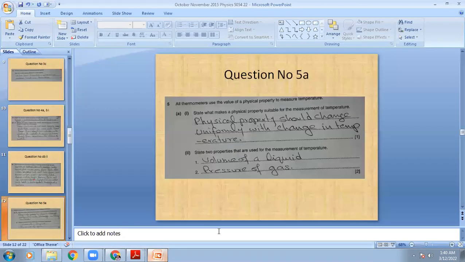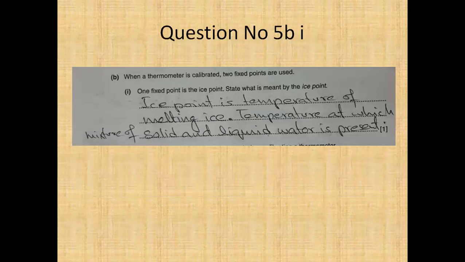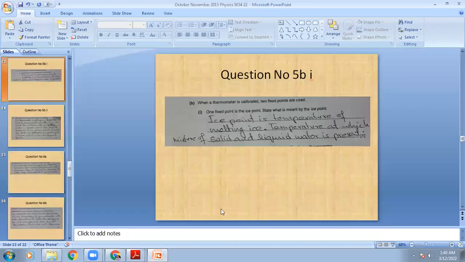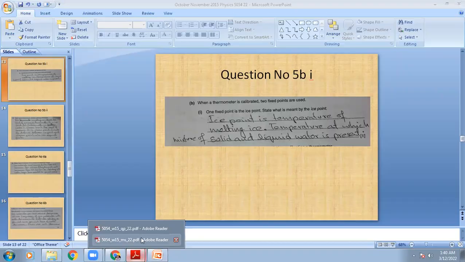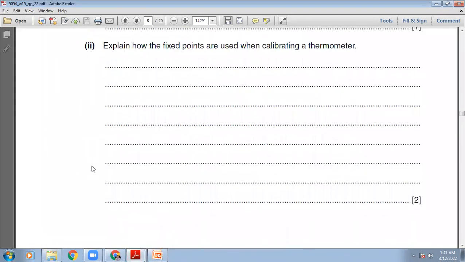So let me show you my answer. Okay, ice point is the temperature of melting ice, the temperature at which the mixture of solid and liquid water is present. Okay, so let's have a look at the marking scheme. This is the marking scheme showing up on your screen. Hopefully you understand. It says, explain how the fixed points are used when calibrating a thermometer.